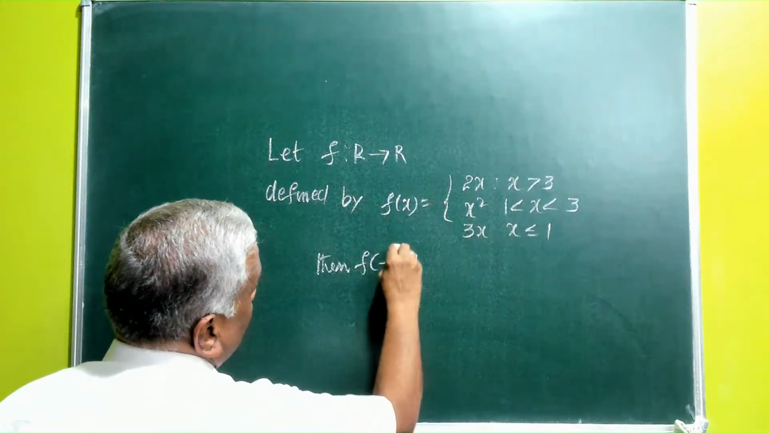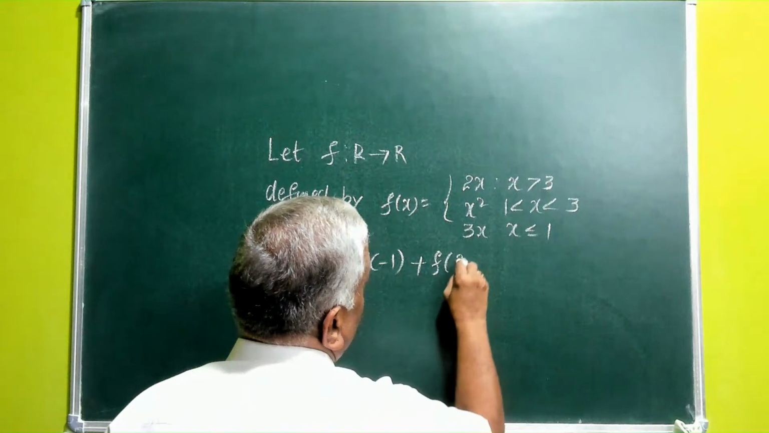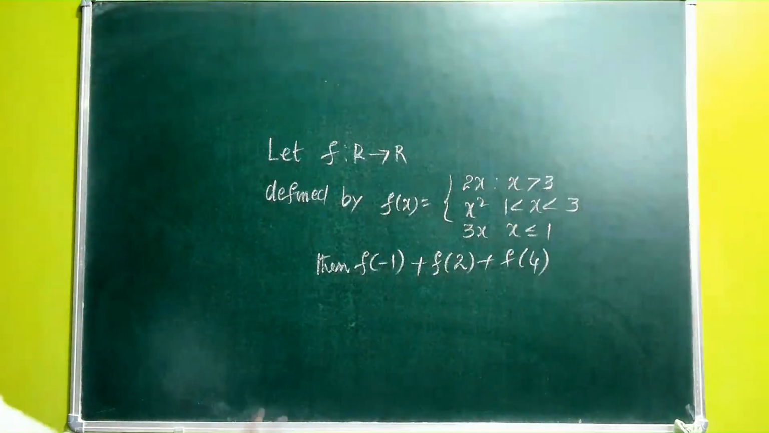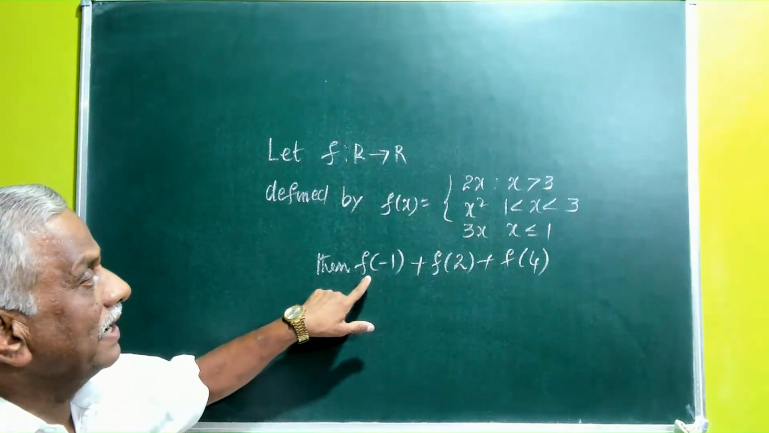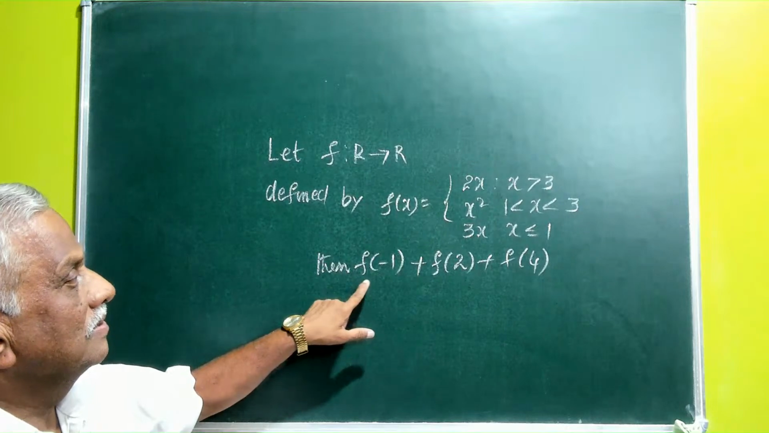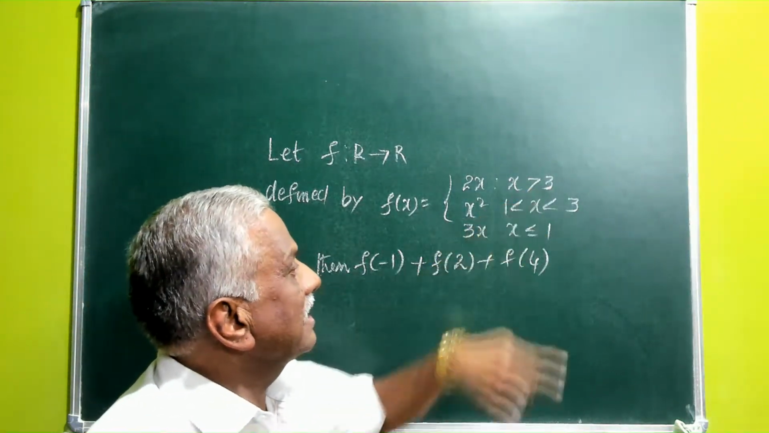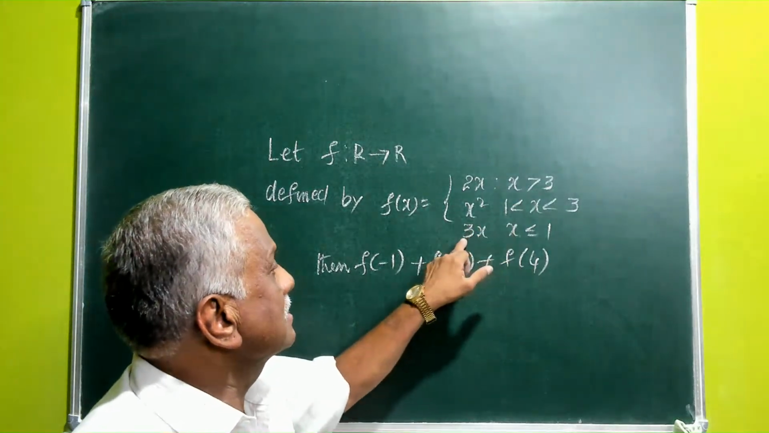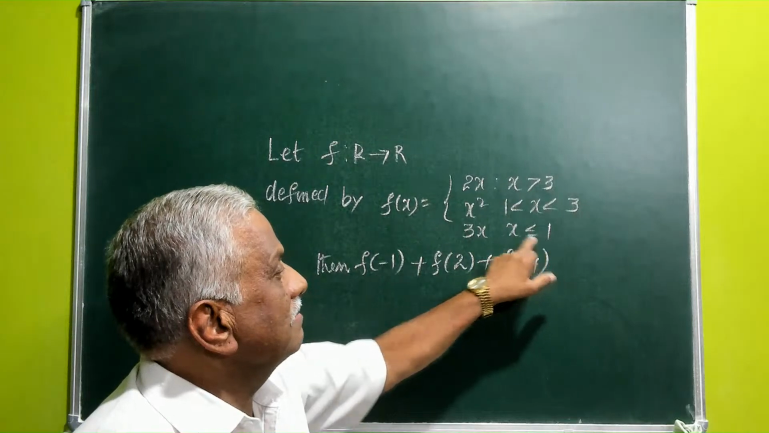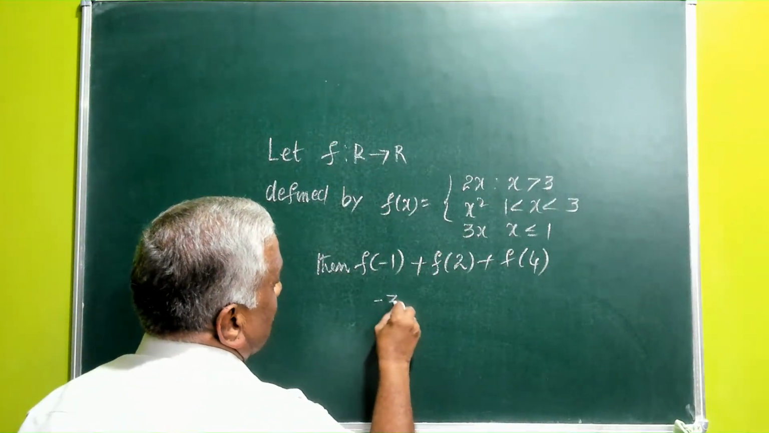Find f of minus 1 plus f of 2 plus f of 4. Here you have to be very cautious. To find f of minus 1, which one should you use? Minus 1 is not greater than 1, and not greater than 3. Therefore, you have got to use f of x equals 3x, because x is less than or equal to 1. So minus 1 is less than 1. You can use this. Therefore, you get f of minus 1 is minus 3.